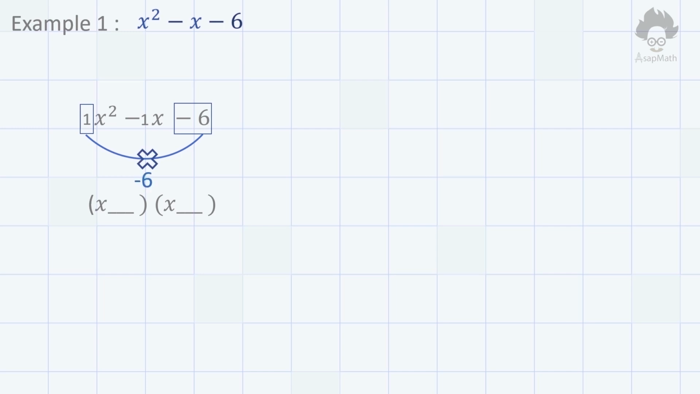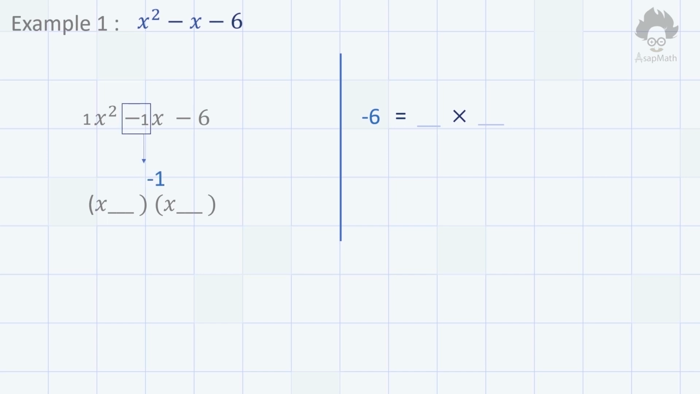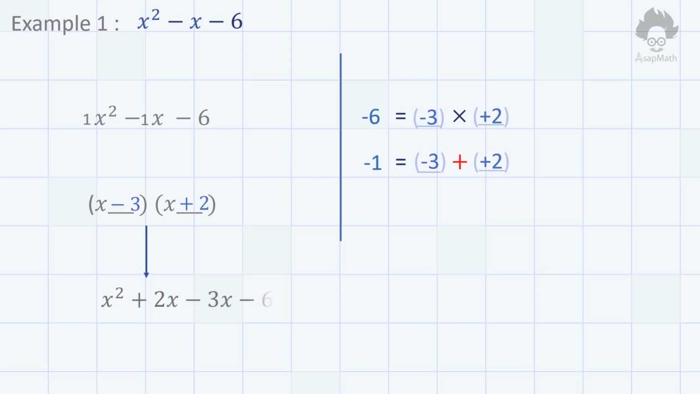Here it is minus 6. Then we should take the coefficient of the x term. It is minus 1. Now we have to find two factors of minus 6 such that their addition is equal to minus 1. Minus 3 and plus 2 satisfy both conditions. Now we can fill two linear expressions with these factors. We have found the answer. To verify our answer is correct, we can expand these two expressions. It shows that our answer is correct.